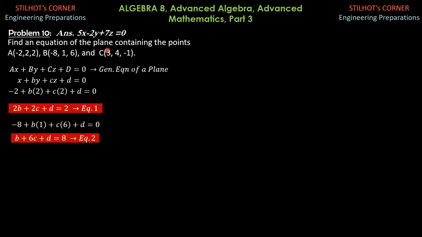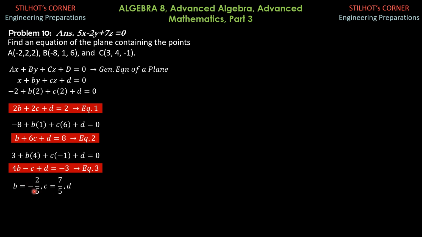Then finally, we substitute 3 for negative 1 into this equation here. So we have 3 plus b times 4 plus c times negative 1 plus d equals 0. Simplifying, we have 4b minus c plus d equals negative 3. So call that equation 3, and we solve these 3 equations simultaneously. We obtain the following results. So b is negative 2/5, c is 7 over 5, d is 0.